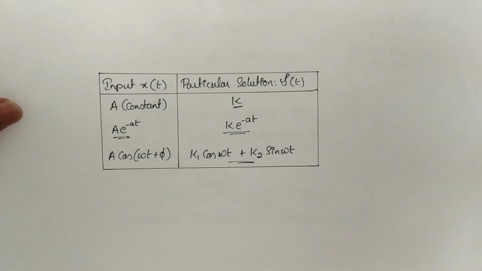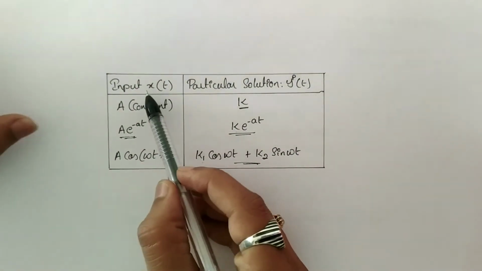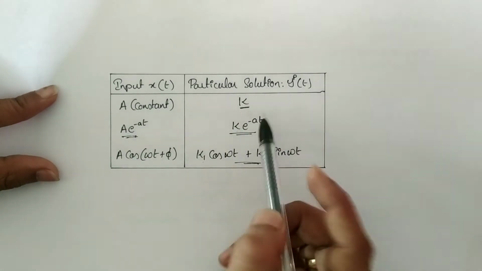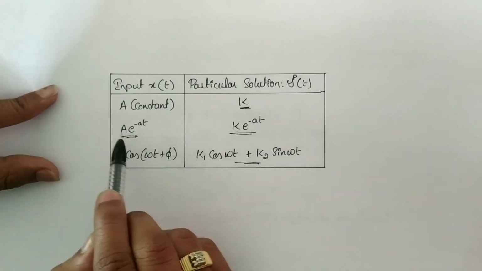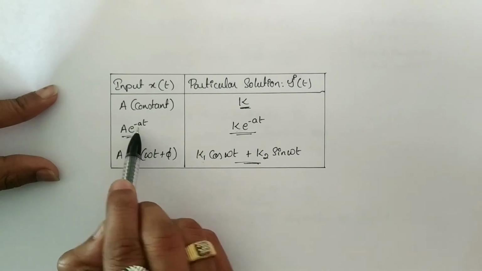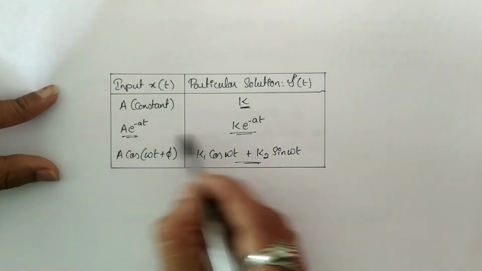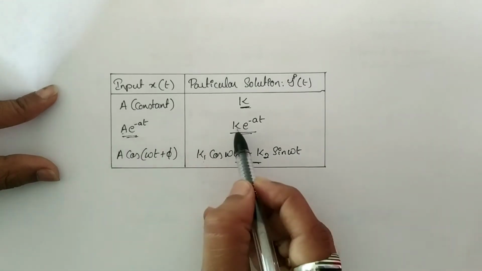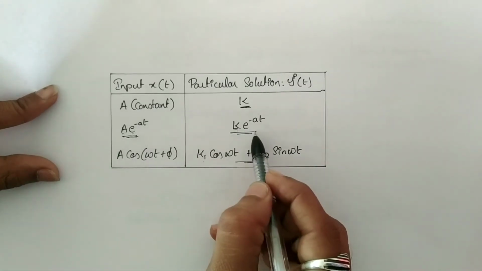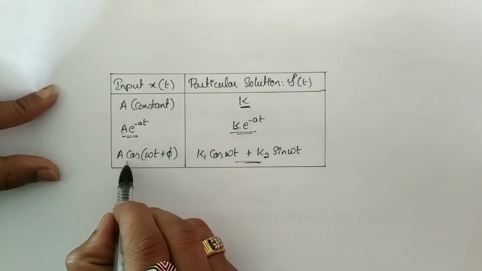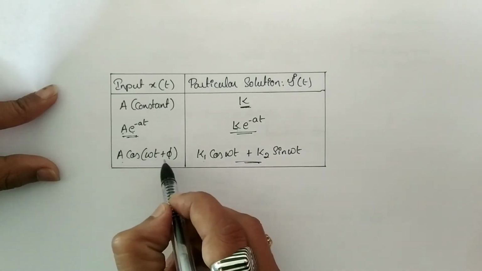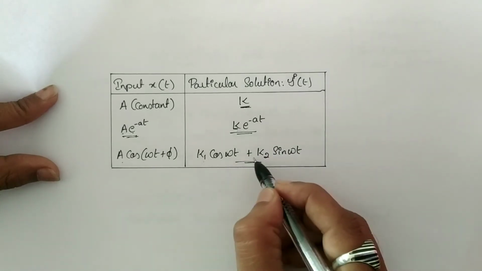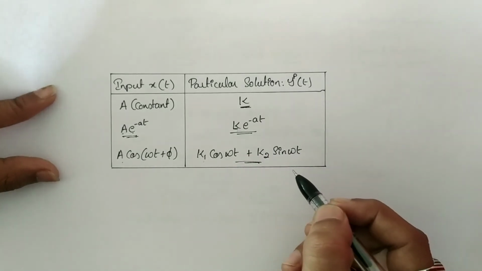As we discussed in the previous video, for input x(t) as a constant, the particular solution yp(t) will be a constant k. If the input is a e^(-at), then the particular solution will be k e^(-at). You can see constant is replaced by constant and the exponential term remains the same. Whereas if the input is a cos(ωt + φ), the particular solution yp(t) is k1 cos ωt + k2 sin ωt.